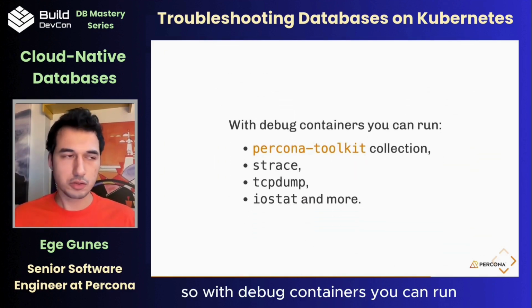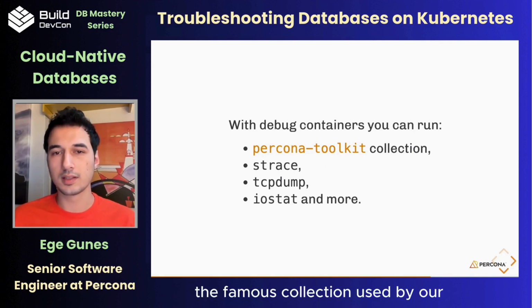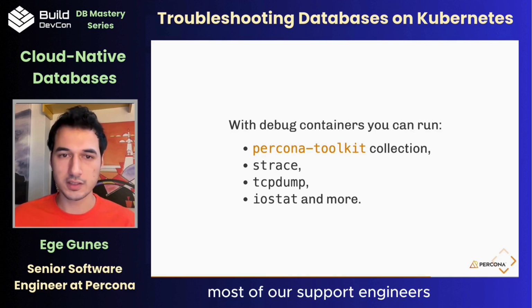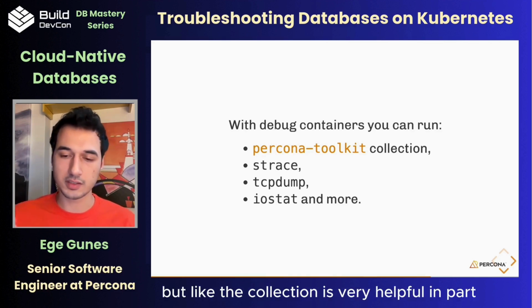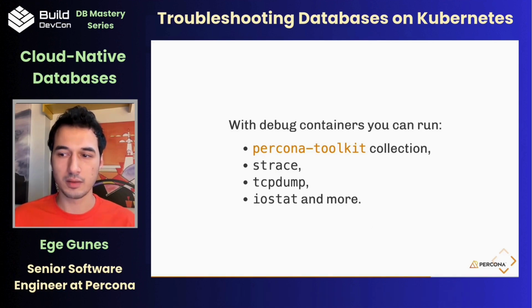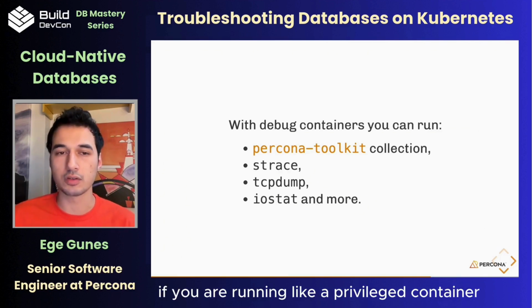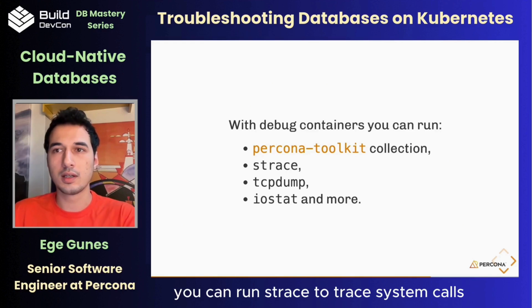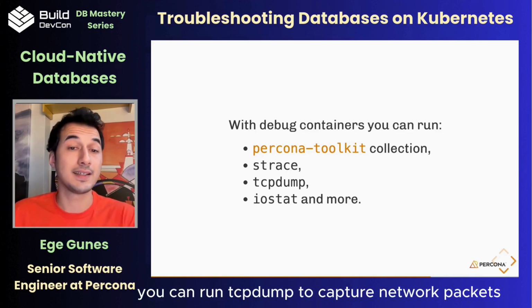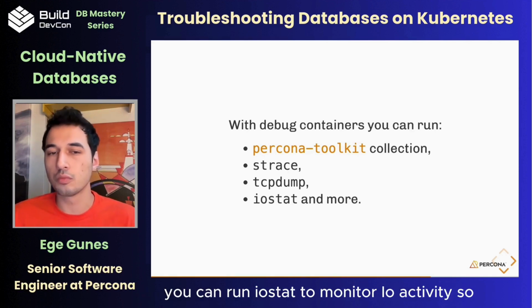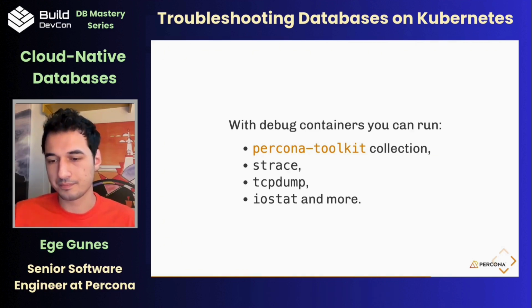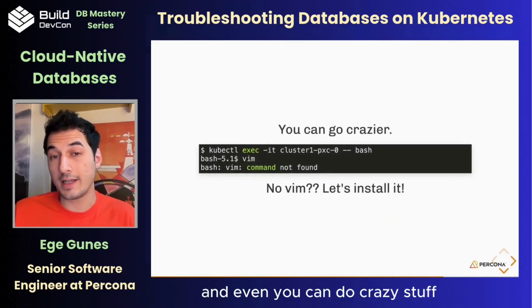With debug containers, you can run Percona Toolkit, the famous collection used mostly by our support engineers, and the collection is very helpful in many cases. You can run strace if you are running a privileged container, to trace system calls. You can run tcpdump to capture network packets. You can run iostat to monitor IO activity. So the sky is the limit, and you can even do crazy stuff.